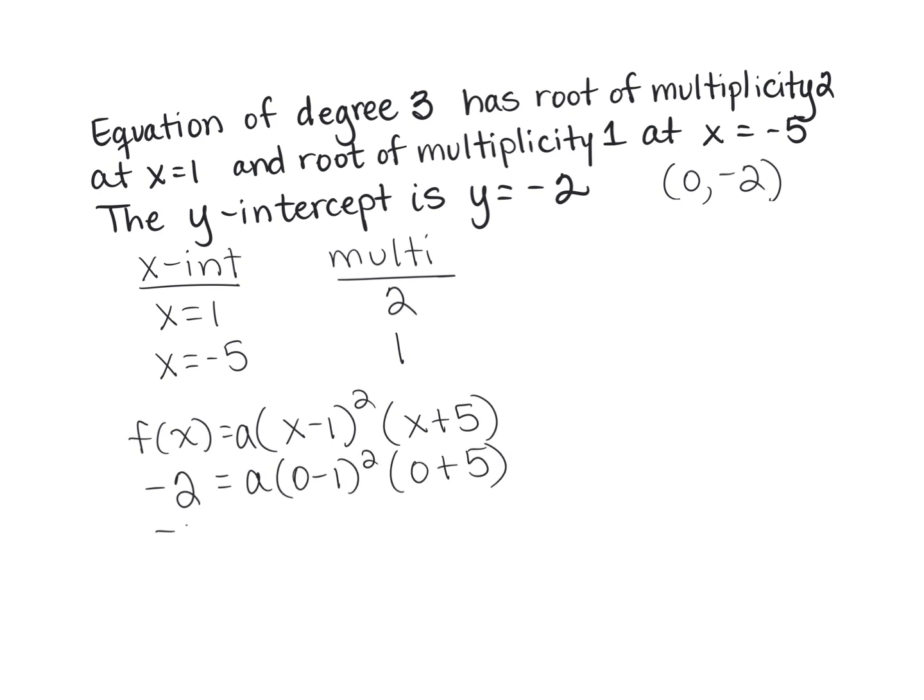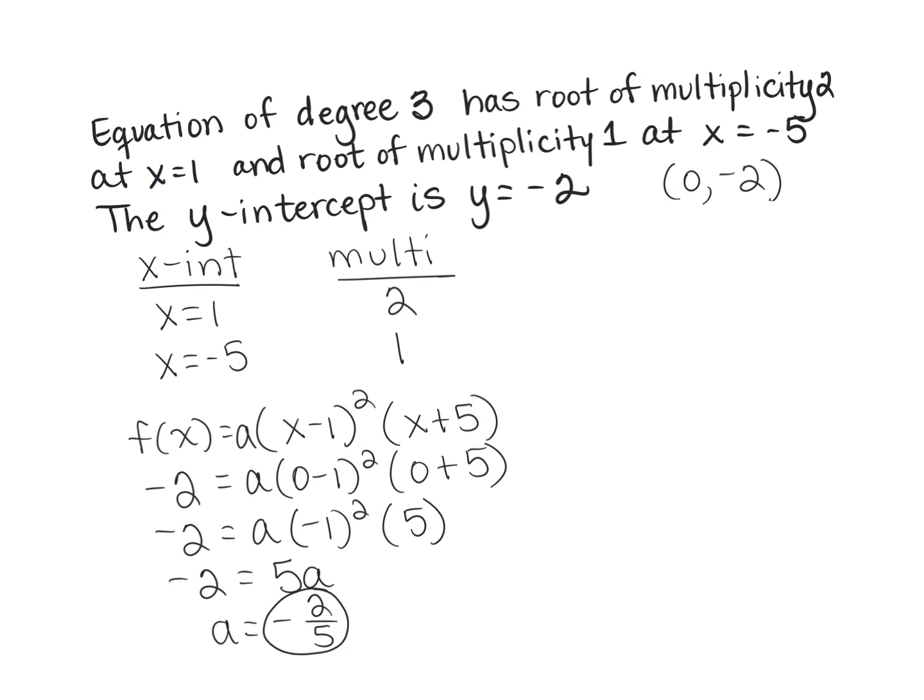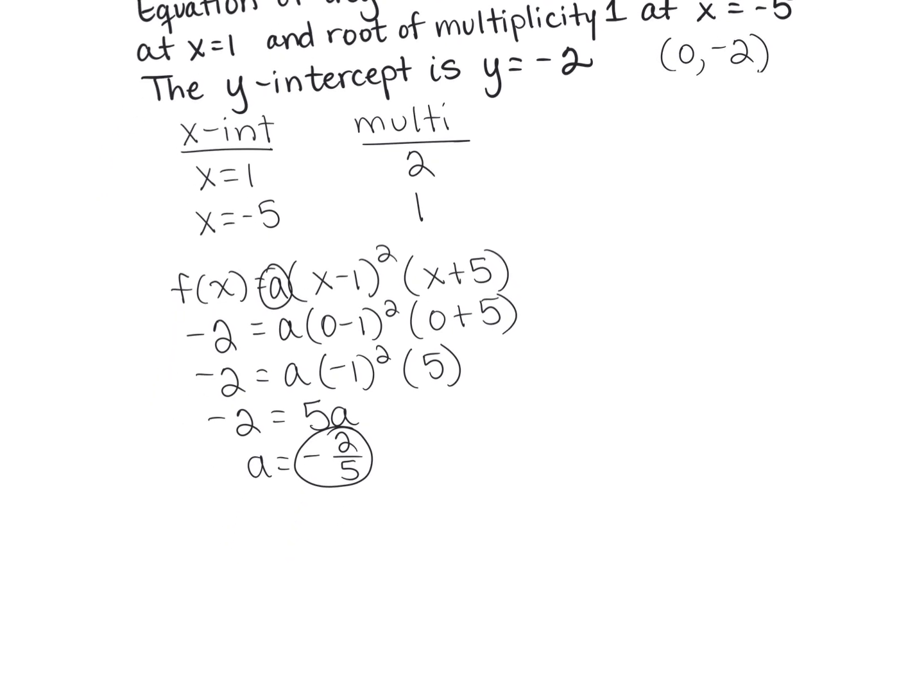And then we reduce, so I have -2 is equal to a. This is -1 quantity squared, which is 1, and then I have 0 plus 5, which is 5. So I have -2 is equal to 5a. So a is equal to -2/5. So this ordered pair point has to go in right there for your final answer. So your final answer will be typed in as f of x is equal to -2/5 times x minus 1 quantity squared times x plus 5. One more example for you today.